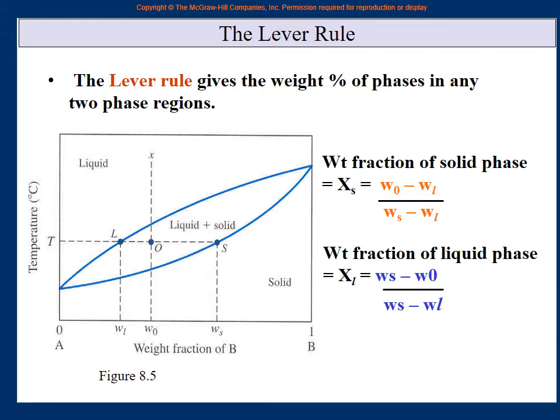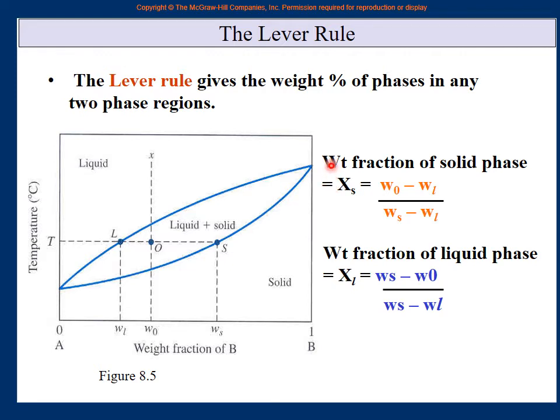At this temperature and at this composition of the alloy, what are the phases present? Only liquid, only solid, or liquid and solid? If they are liquid and solid, then what is the composition of the liquid phase and what is the composition of the solid phase? Today we find out, at this given initial composition W0 and a given temperature T, what is the mass fraction of the liquid and the solid? This is not composition, this is mass fraction.